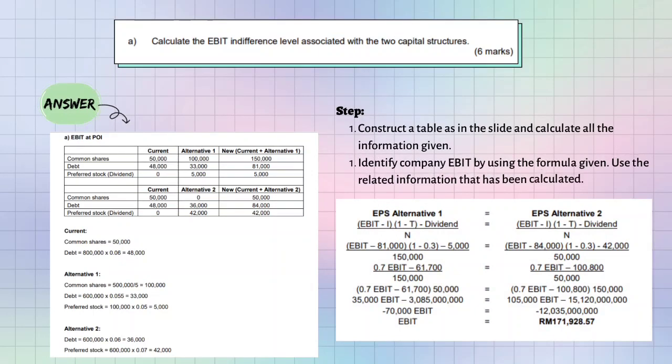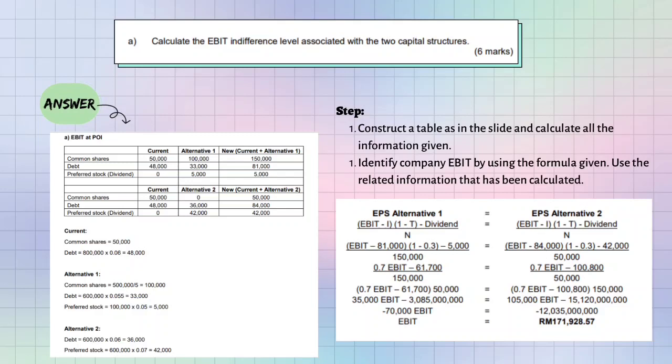The first question is, calculate the EBIT indifference level associated with the two capital structures. So, EBIT at point of indifference, which means we want to find the company EBIT at that point. Whichever alternative the company chooses, alternative 1 or alternative 2, it will not affect the EPS. That means EPS for alternative 1 and alternative 2 are the same.